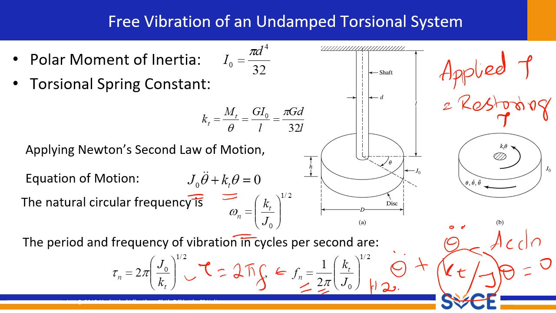So remember all these parameters which relate back to our physical system, that is, the shaft with its dimensions, material property G, and the disk with its moment of inertia. By understanding these relationships, we can analyze and predict the vibrational behavior of undamped torsional systems.